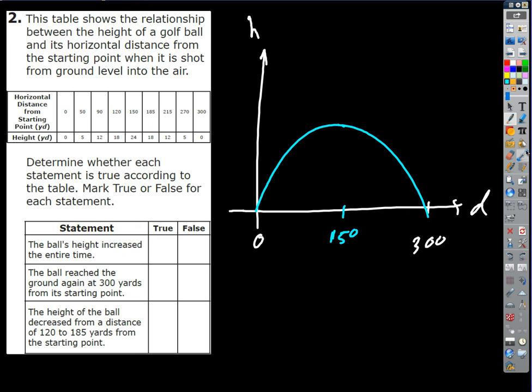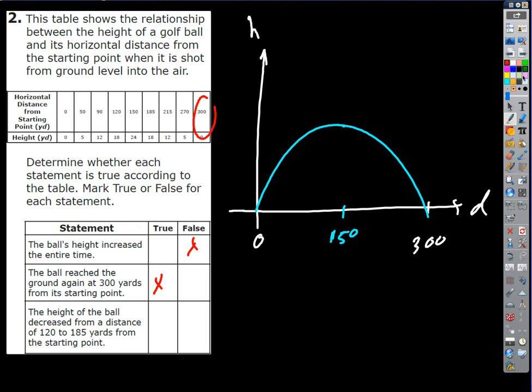So the ball's height increased the entire time, true or false? Obviously false, right? The ball reached the ground again at 300 yards from its starting point. Yeah. True, right there, right? The height of the ball decreased from a distance of 120.